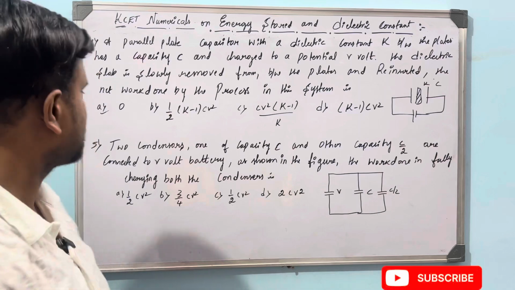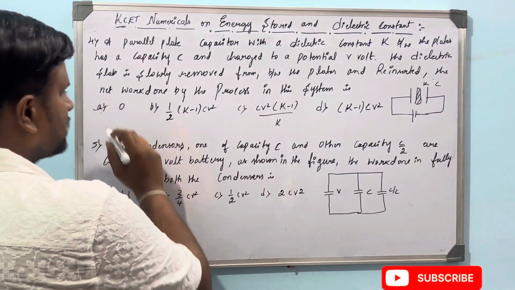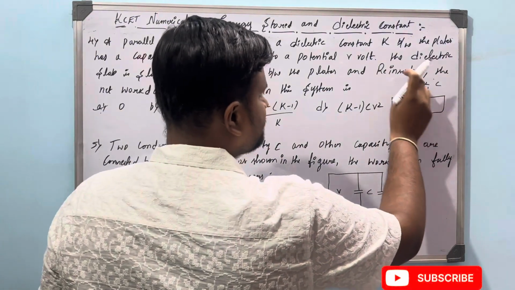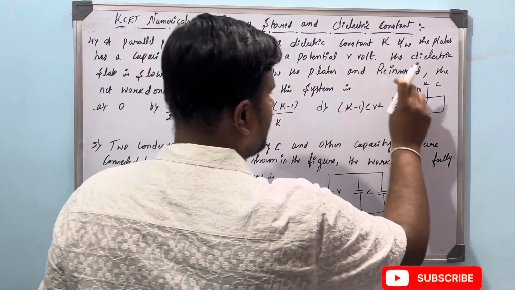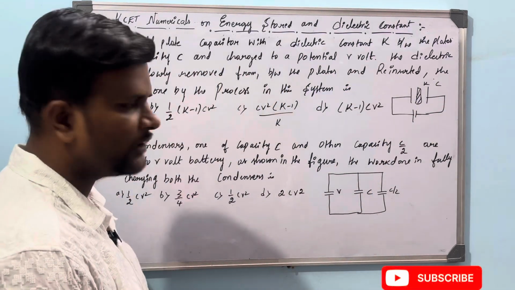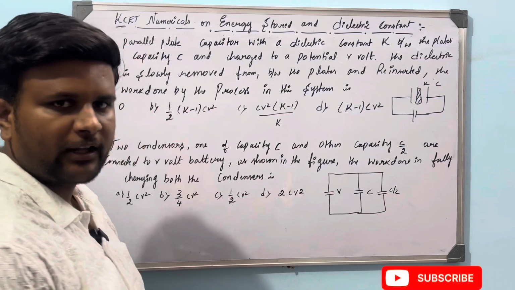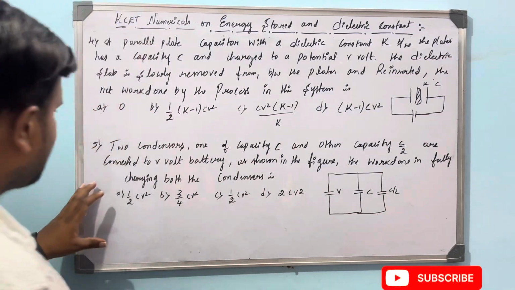So obviously, the work done becomes 0. Okay, so why? Because if you remove the dielectric material and again reinsert, there is no change. There is no energy difference, so that's why work done becomes 0. Okay, so see the next question.